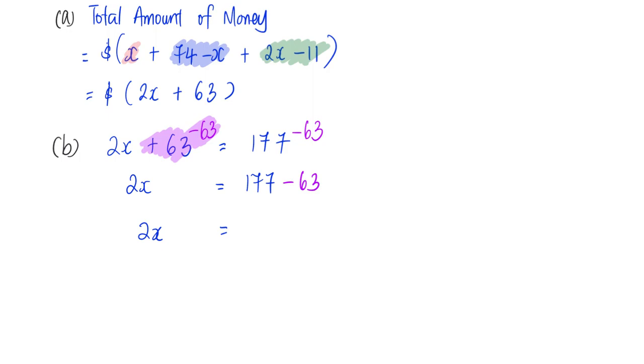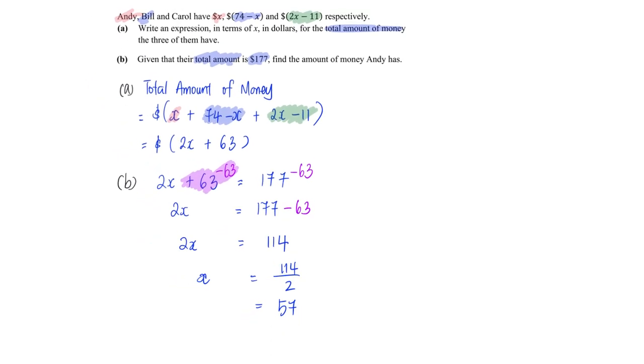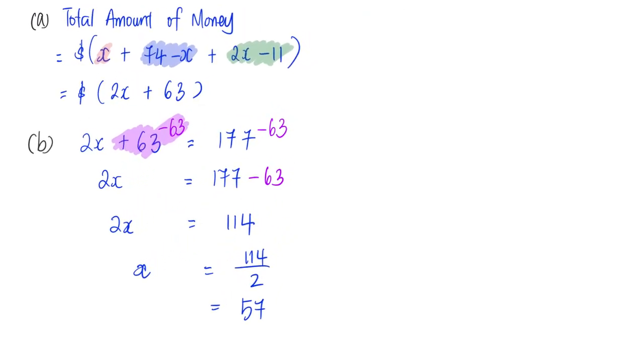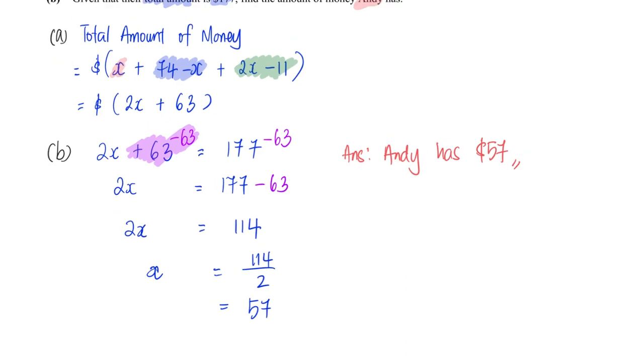And this will give me 114. And therefore, we just have to divide by 2 on both sides. And I've gotten my x. And x happens to be what Andy has. So therefore, final answer will be good to indicate that Andy has $57. And we have come to the end of this particular video.